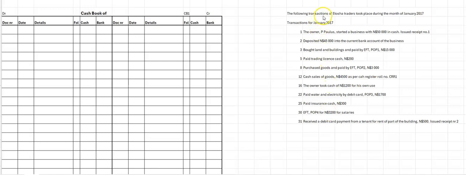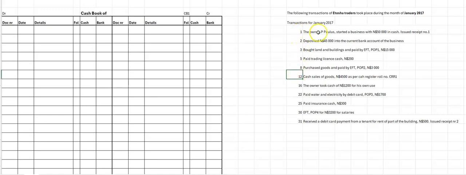Okay, so we know that this is a transaction for Etosha Traders. I'm going to highlight that. So we know that we need to write Etosha Traders, and we know that it's for the month of January 2017. And we're doing that. So we have highlighted this and highlighted that. Okay, then we're looking for the transactions for January. Remember, these dates are the dates of January.